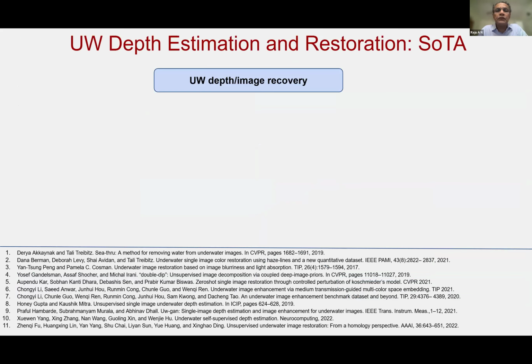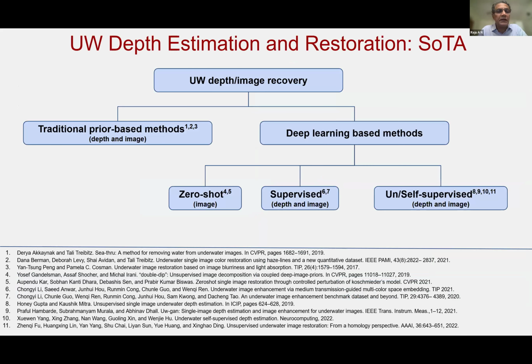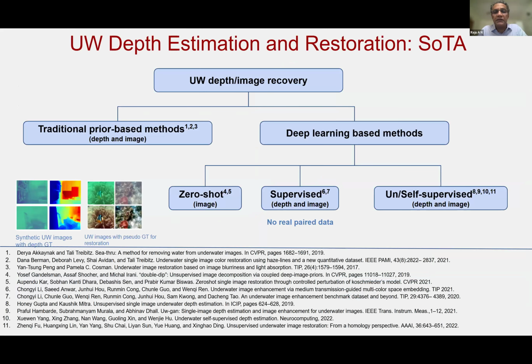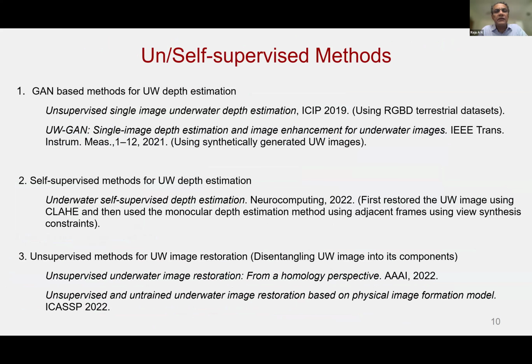And so the state of the art, at the time, about 1.5 years ago, was something like this. You had traditional prior-based methods, which were not very good because of the assumptions that they were making. Then deep learning zero-shot methods were very slow. Supervised methods could do either depth or image, but then there was no real paired data. These are all very synthetically driven. And the best choice seemed to be an unsupervised or self-supervised approach, which could perhaps do both. And here is a brief summary. I won't go into this. This is all there in the paper.